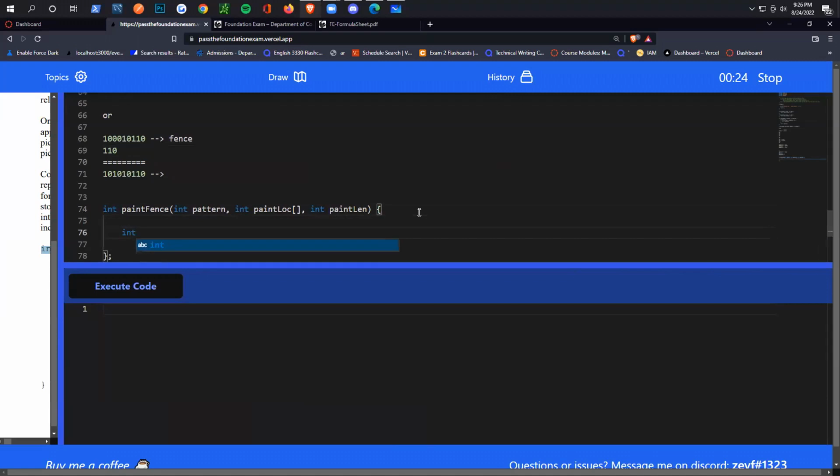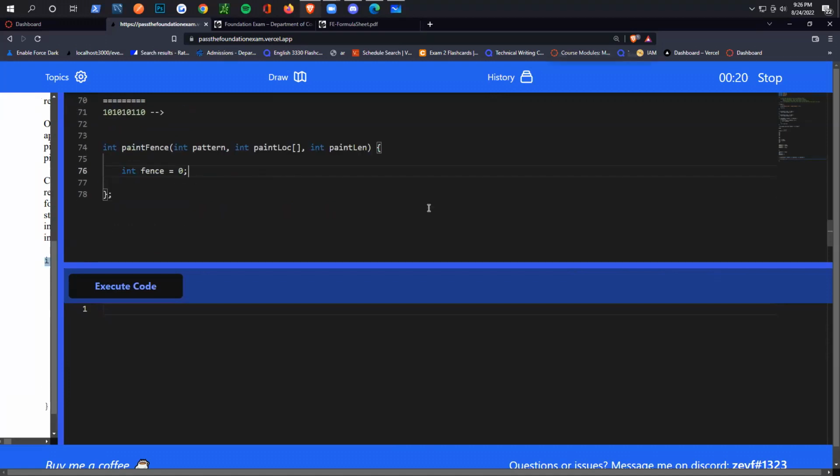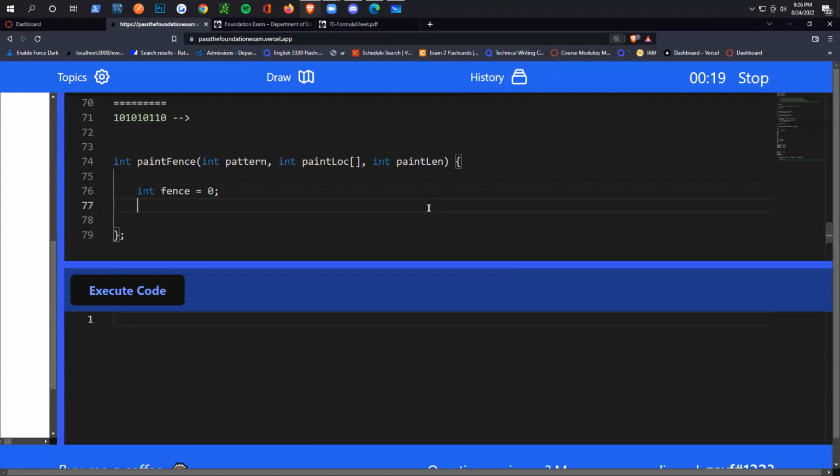So we're gonna have our fence. We're gonna say it's unpainted, right? So this can just be fence equals 0, right? And from this point on, we're gonna go through all of the possible paint locations that we can place it in.